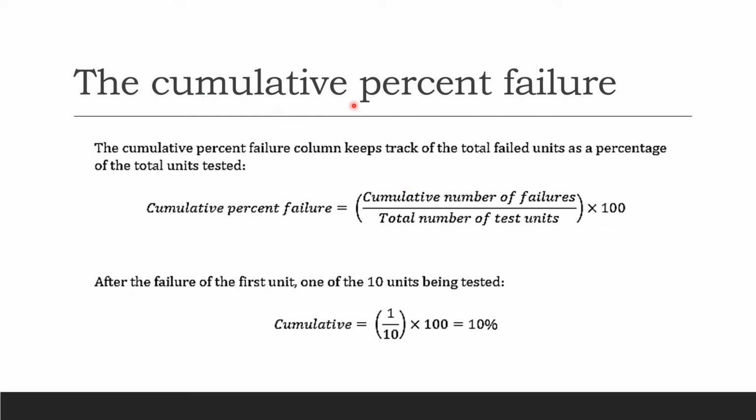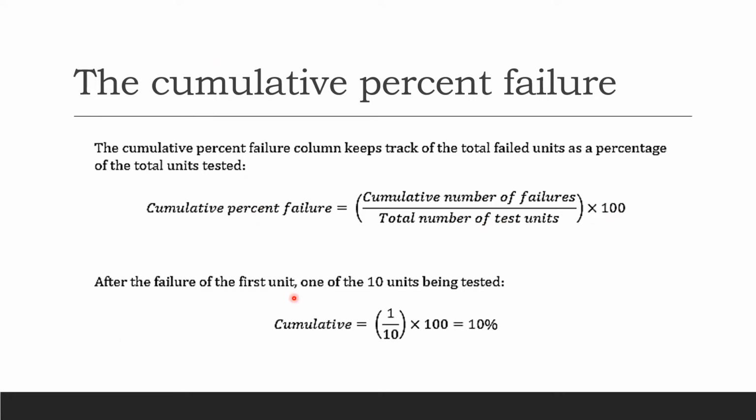Cumulative, ongoing percent failure. The cumulative percent failure column in that table is going to keep track of the total failed units as a percentage of the total units tested. When you translate that into a mathematical expression, that's what we get. So cumulative percent failure, how do we calculate it? Well, we have a fraction right there: cumulative number of failures divided by the total number of test units, times 100. You usually multiply your value by 100 to get a percentage.